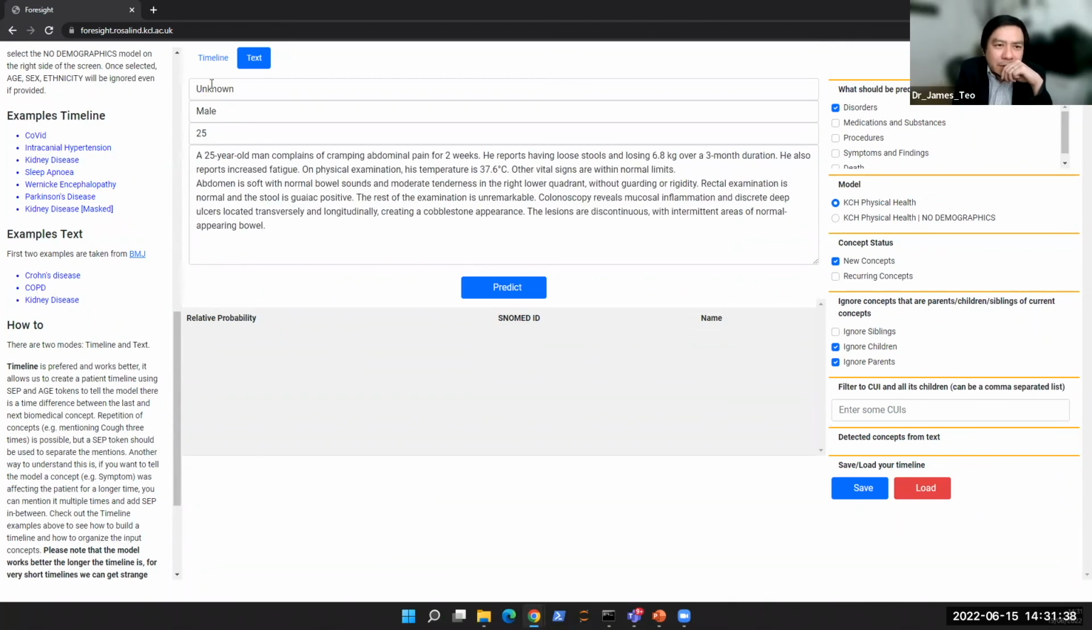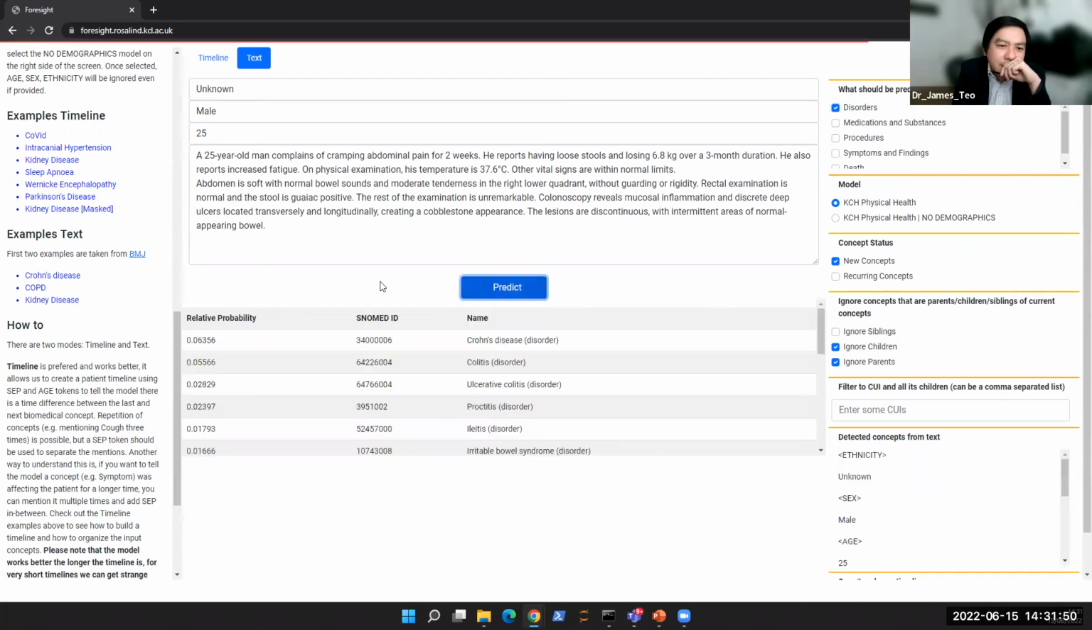But you can type anything you want in there. For example, here the ethnicities are known, male 25, and this is a bit of free text that goes in, and you can specify whether you want to predict disorders or medications or procedures. So we decided disorders here, and I just click that. And over here, on the lower right, are the concepts it detected in the text, and then it suggests these possible disorders. Likewise, you can just pick another one, and it suggests some disorders.